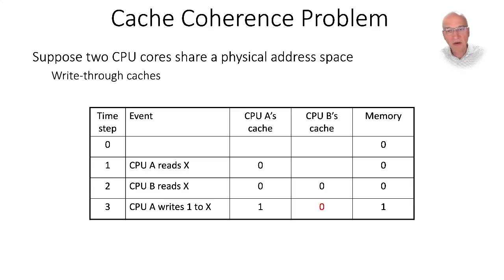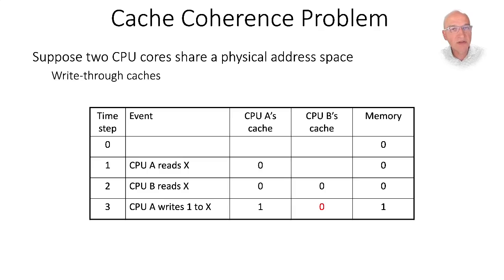Let's say that I have a memory location that at time 0 has the value 0. At time 1, CPU-A reads the value of X, so CPU-A copies the value 0 from the memory into its cache. Then at time 2, CPU-B also reads the value of X, so CPU-B also makes a copy of the value of X in its cache. And then at time 3, CPU-A writes the number 1 to that memory location, to the variable X.